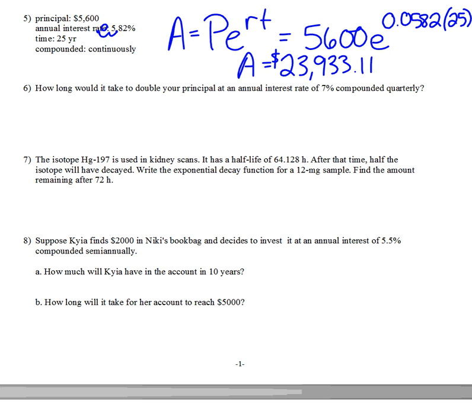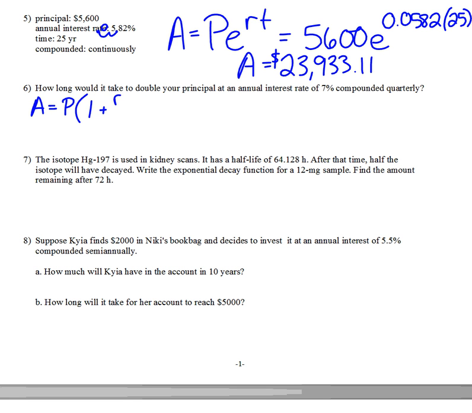Number 6 causes some trouble, but that's okay. We can make it work. Let's look at it. We know a couple things. We know we're compounded quarterly, which means we're going to use a different formula than the one we used up top. The one up top would give us a decent estimate, but it would be a little overshot. Or I guess it would tell us it wouldn't take quite as long as it really would.